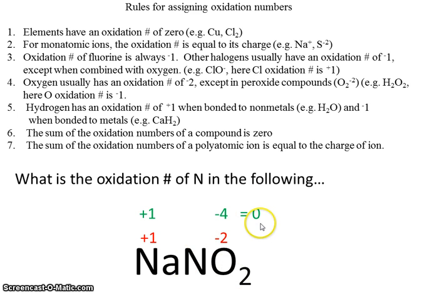Remember, if it has to sum up to 0, if we solve for x, x should give us the oxidation number on nitrogen. So x will be +3. So the oxidation number on nitrogen is +3.